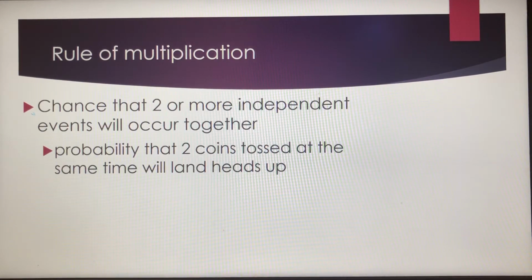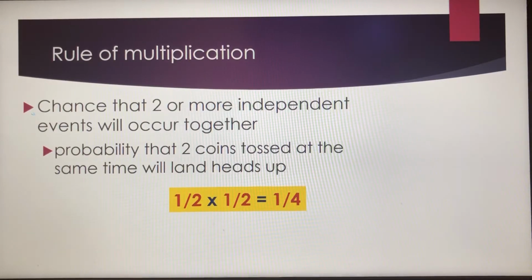Chances that two or more independent events will occur together. That's the rule of multiplication, okay? So it's like the probability that two coins tossed at the same time will land heads up. Well, that's just two independent events. One has a half a chance of landing on heads. The other one has a half a chance. So we end up with 1/2 times 1/2 equals 1/4.